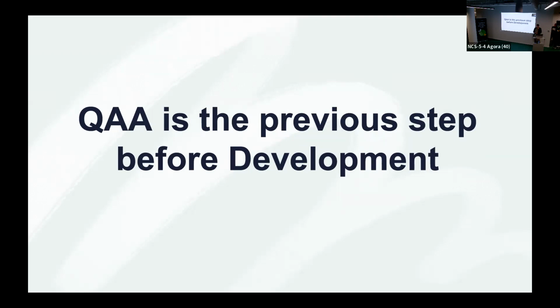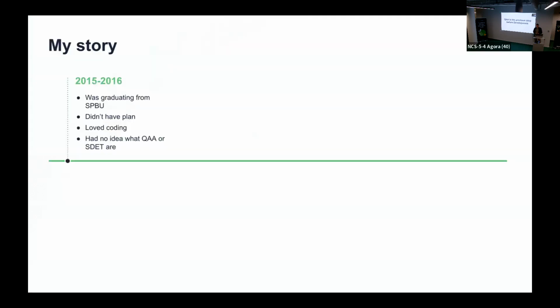To be honest, I will try to explain why, from my perspective, this statement isn't true, and I will do it by telling my story. In 2015, 2016, I was graduating from St. Petersburg State University. I didn't have any plans for my future. I just had some knowledge about math. I loved coding a lot, and I had no idea what QA automation or software developer in test is. I just wanted to find my first job and receive some money. In 2016, I found my first internship. Big thanks to my university, it wasn't really difficult, and I started working as a QA automation intern.